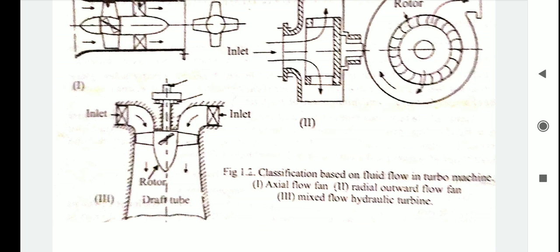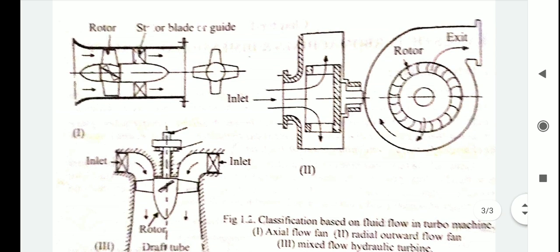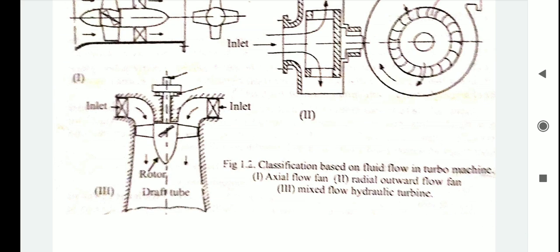Next, coming to classification based on fluid flow in a turbo machine. As you can see from the first figure, this is an axial flow. The flow is only in one direction. In the second figure, this is radial outward flow. Here the flow is radial, whereas in the first figure the flow is axial. And the third one is a mixed flow hydraulic turbine. Here the flow is mixed, right? There are two inlets, so it's a mixed flow.